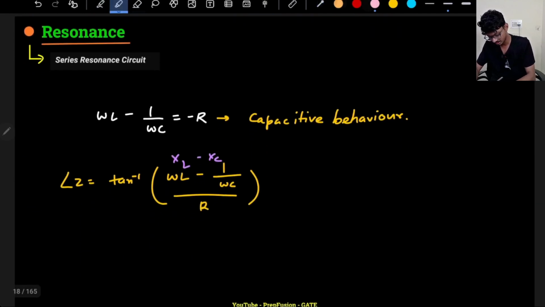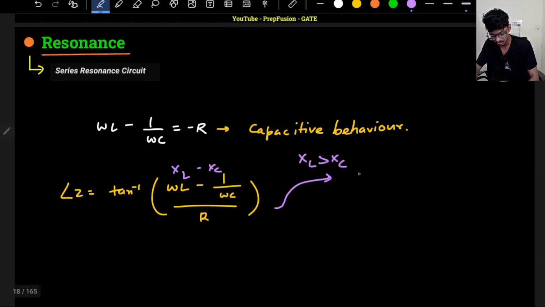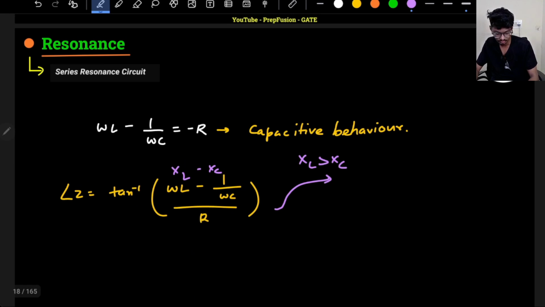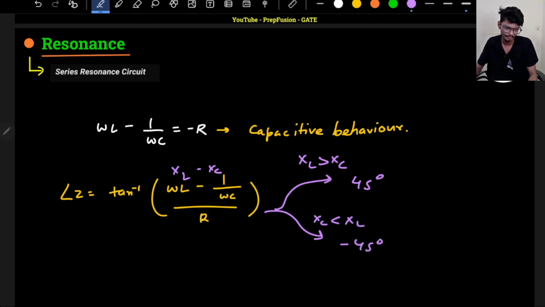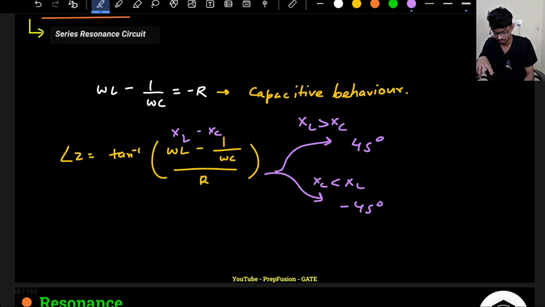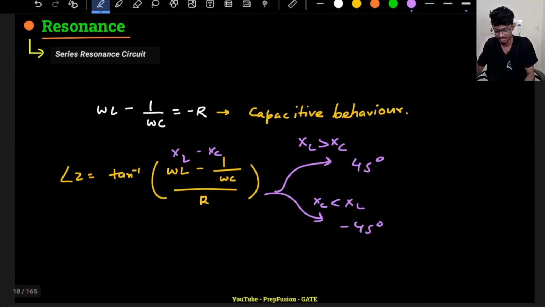So there are two cases here. One case is when it is plus R, so it will be tan inverse 1, that is when my XL is greater than XC, that is 45 degrees. Impedance angle will be plus 45. When it is minus R, it is leading, that is my XC is greater than XL, that means it is minus 45 degrees. Makes sense, right? Impedance angle will be negative for leading loads. Okay, so this was basically the short description about the capacitive behavior and inductive behavior.